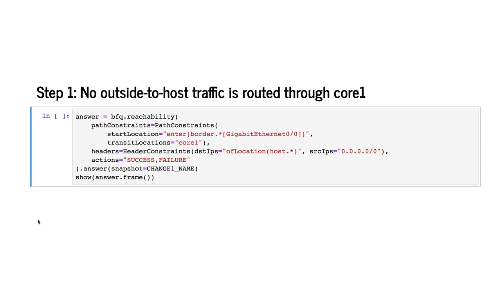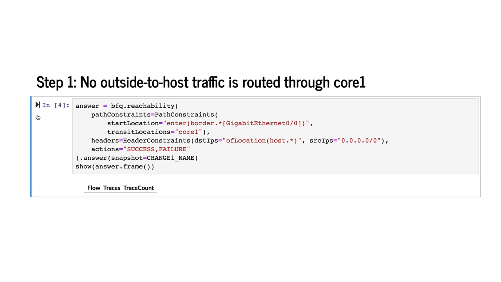To validate that no external to host traffic is routed through core 1, we'll use the reachability question to search for external to host traffic that is routed through core 1. If Batfish's comprehensive search does not find any such flows, we know that core 1 is correctly costed out. We see three new parameters here. Source IPs specifies to search all possible source IP addresses. By default, Batfish will search source IPs appropriate to each start location. Transit locations specifies to search for flows that transit core 1. And actions specifies to include flows that are dropped as well as those that are successfully delivered, which is the default.